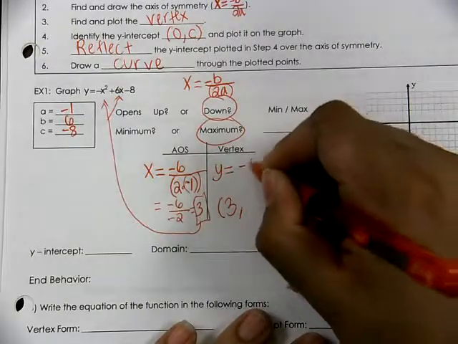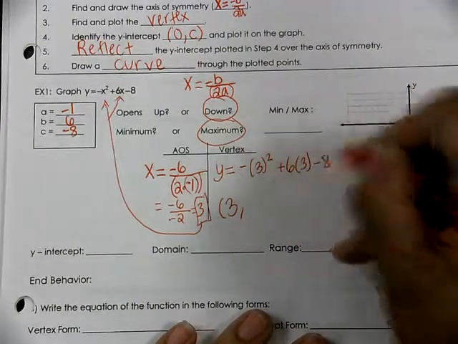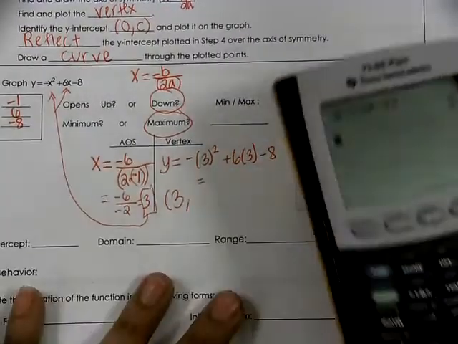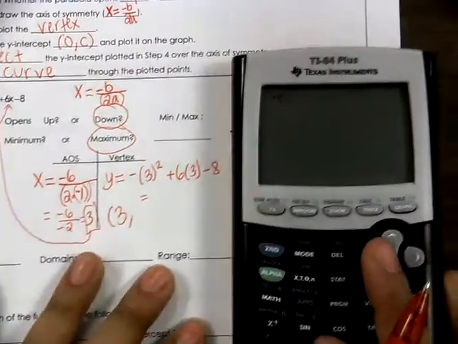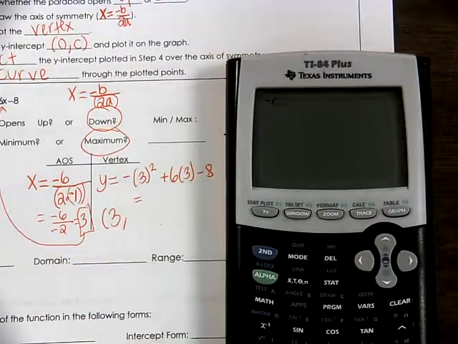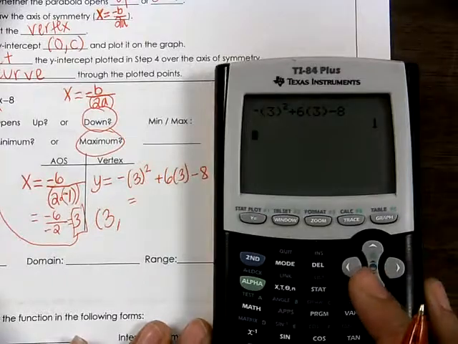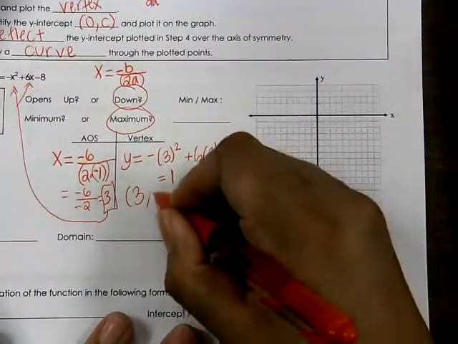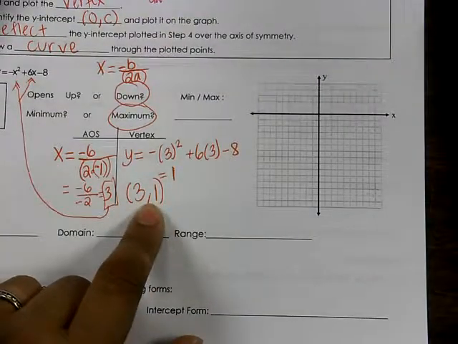So y equals -3 squared plus 6 times 3 minus 8. We can type this whole thing right into the graphing calculator or calculator, and see what you get. So negative, and then a parentheses after it, 3 squared plus 6 times 3 minus 8. And that comes out to 1. So y equals 1. That's your y value of your vertex. So you can write that ordered pair, 3 comma 1.